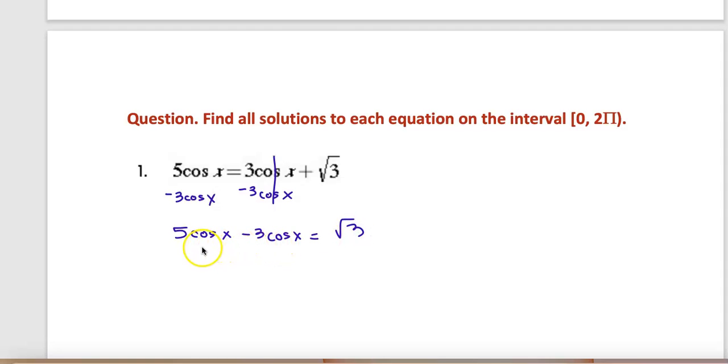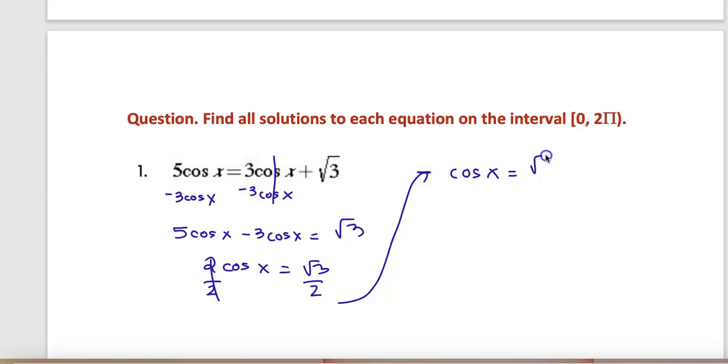Now as these two are like terms, I can see cosine x, so 5 cosine x minus 3 cosine x will give me 2 cosine x is equal to radical 3. After this I will divide both sides by 2 and I will be left with cosine x is equal to radical 3 over 2.